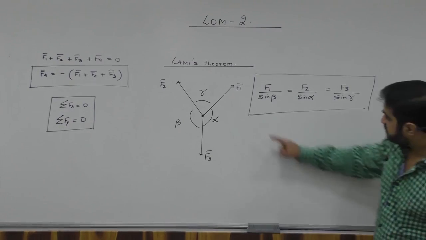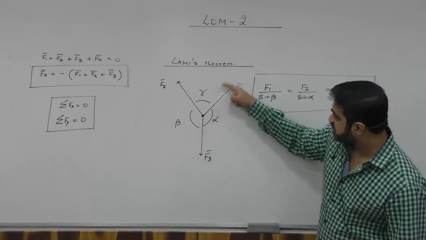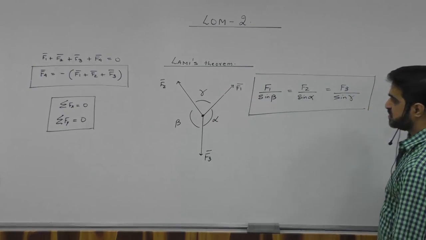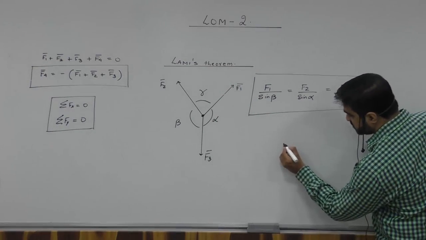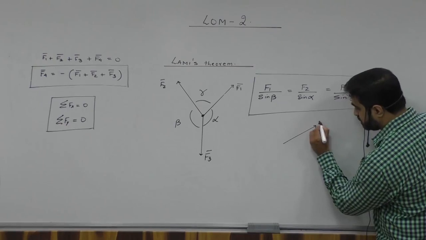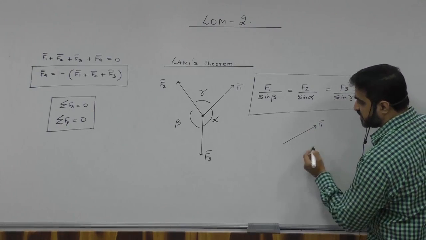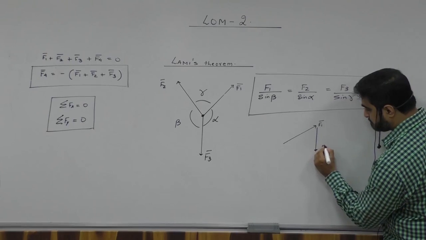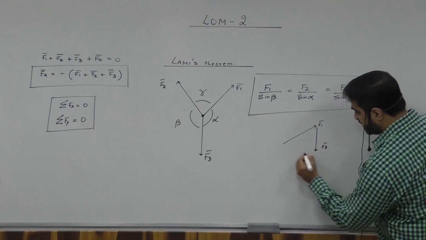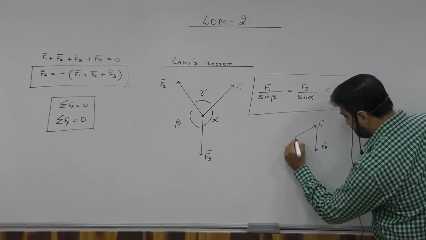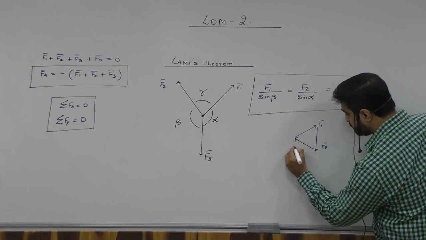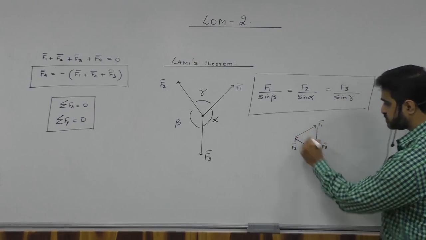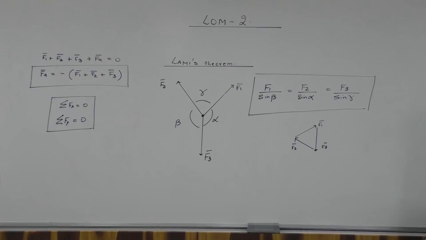So if I draw F1 bar, F2 bar and F3 bar, F1 bar is this way, F3 bar is this way, and F2 bar is this way. Getting it now? Everyone?